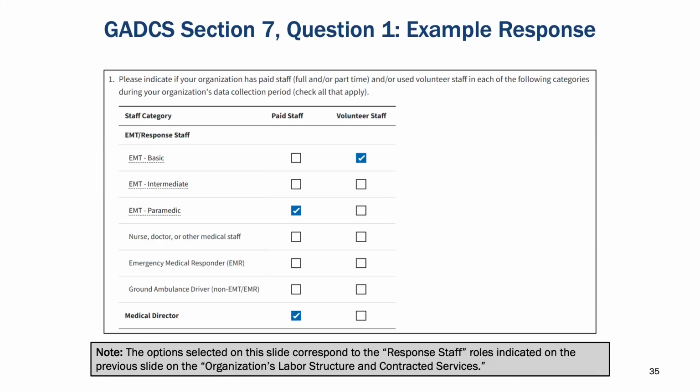This organization does not have several categories of staff, such as EMT intermediates, so nothing in this row is checked off. This organization will not be shown the additional options for staff with fire or police responsibilities because the organization indicated in earlier sections of the instrument that they did not have these roles.